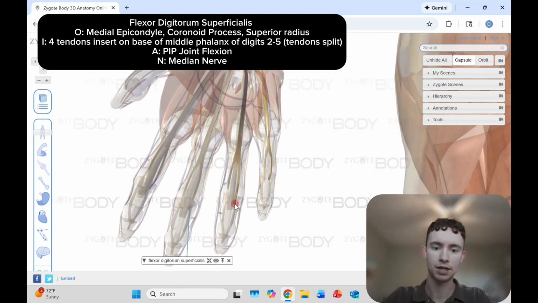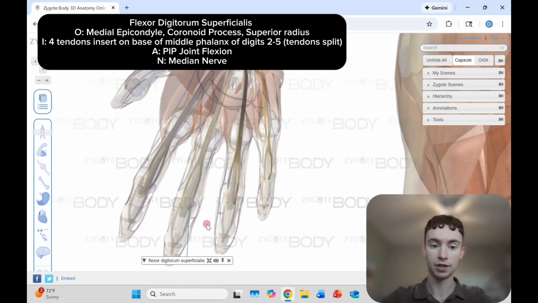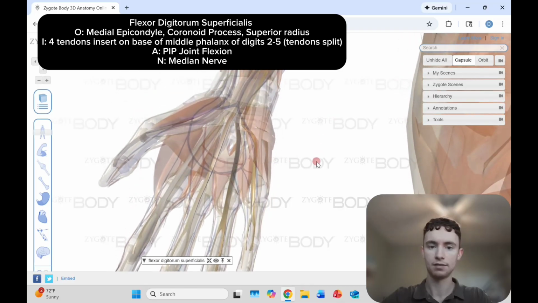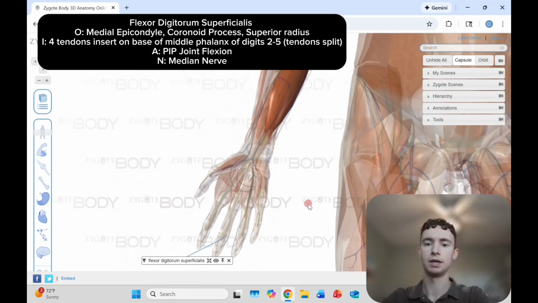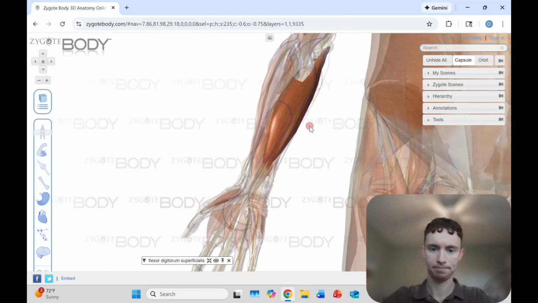And they attach right here in the base of the middle phalanx to flex the PIP, or the proximal interphalangeal joint, which is this joint right here. And it flexes that joint of all fingers 2, 3, 4, and 5. Okay. Innervated by the median nerve. All right, go ahead and hide this one.